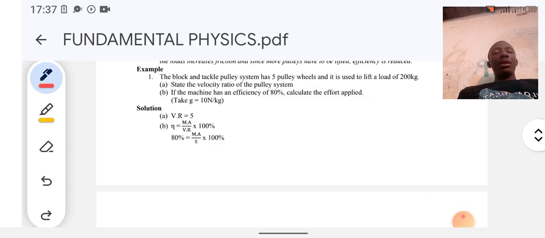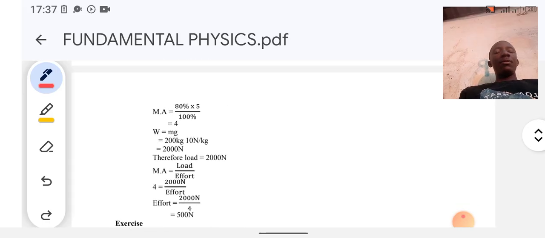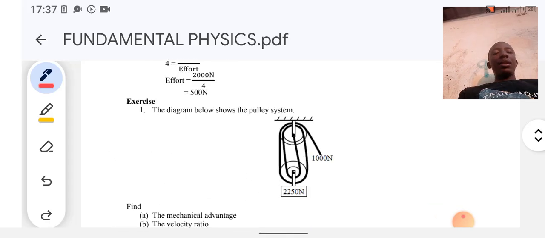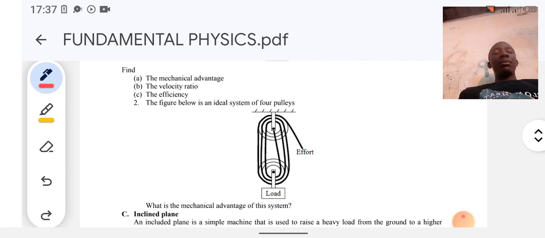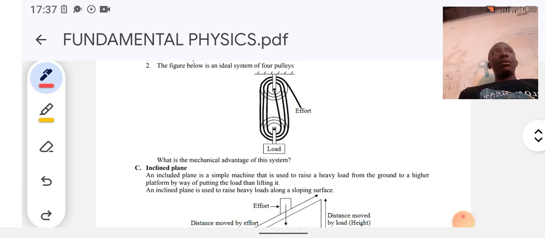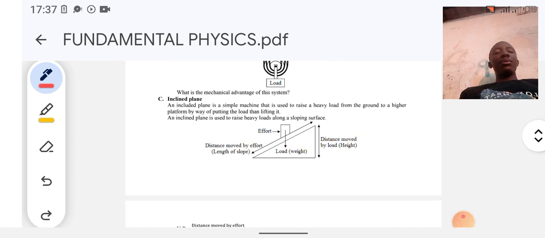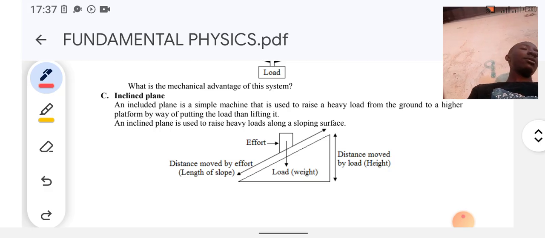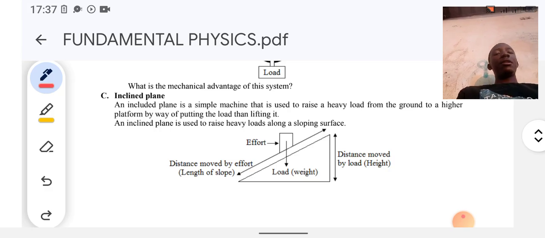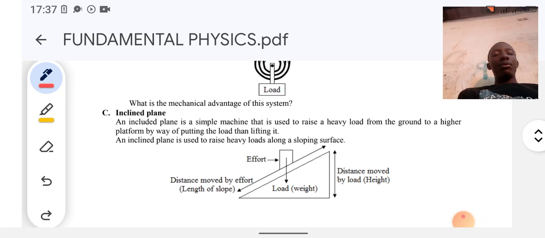So the force which is pushing the object on top here, we call it the effort. Then the distance from where it's starting to where it's going, we call that the distance moved by the effort. The load is simply the weight of the object being pulled. The distance moved by the load is simply the perpendicular distance to the load. Up there is clear. So for you to find the velocity ratio, you need to know the distance moved by the effort and the distance moved by the load.